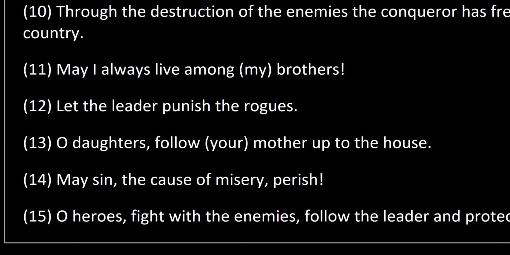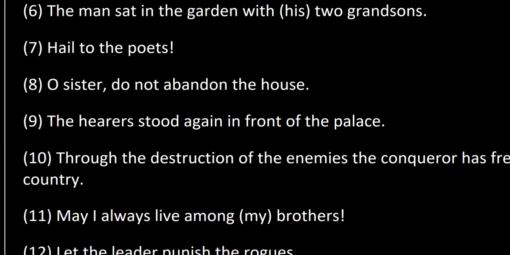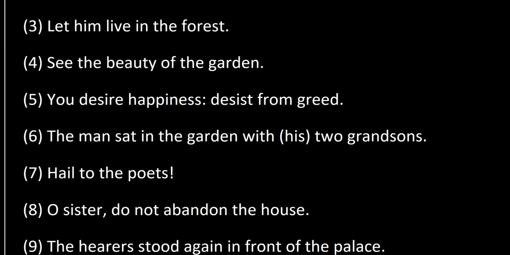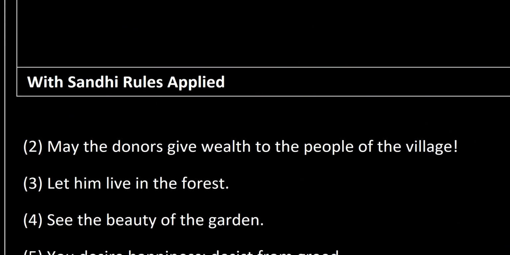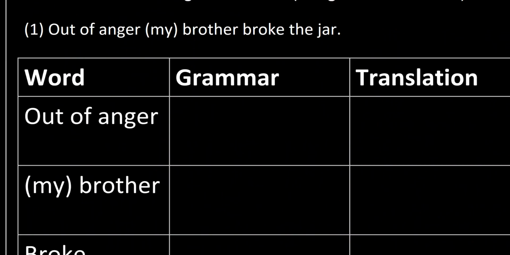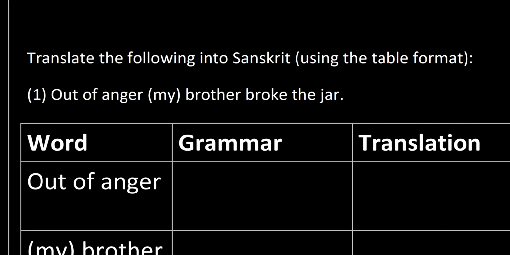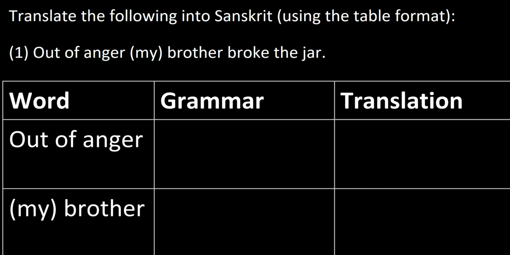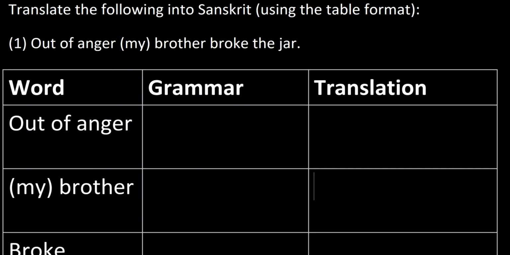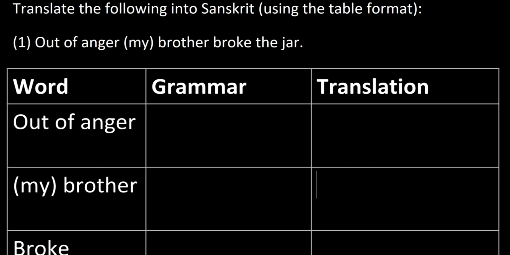So we have some very powerful statements to translate, especially because we are dealing with the imperative mood here. However, our first example is not in the imperative mood, but it will set us up to do the rest. So this is actually in the imperfect tense. So out of anger, my brother broke the jar.